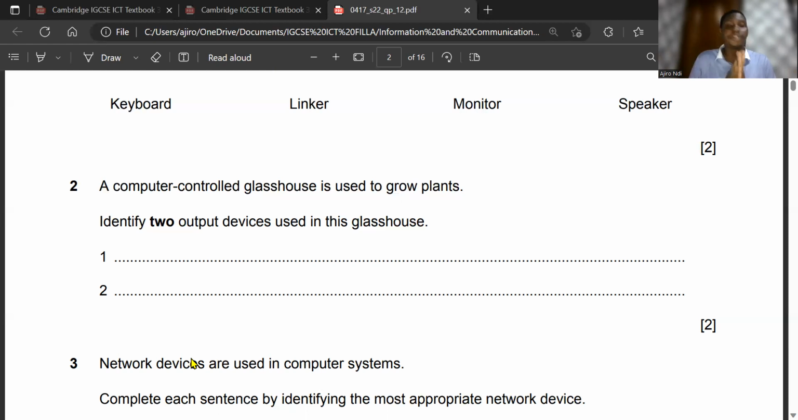We can also have window openers, right? Or vents, what we call a vent, right? Window openers work in such a way that the moment it is day, it can open up, and once it's night, it can also close up as well. We can also have heaters, right?